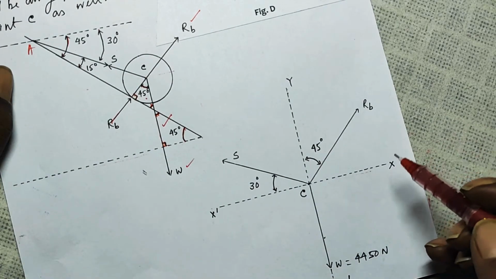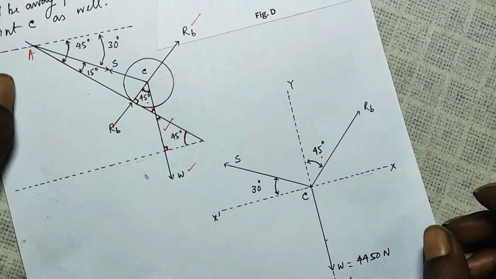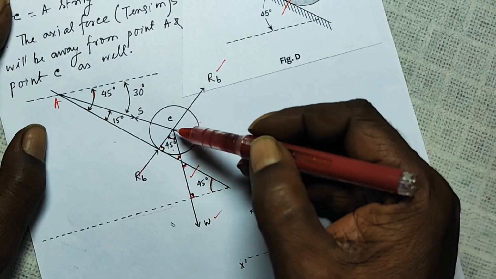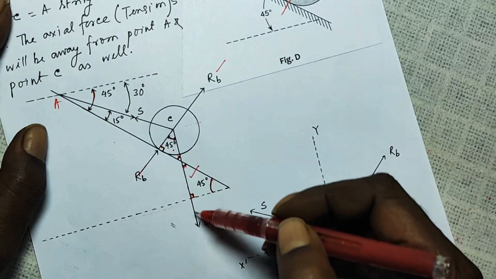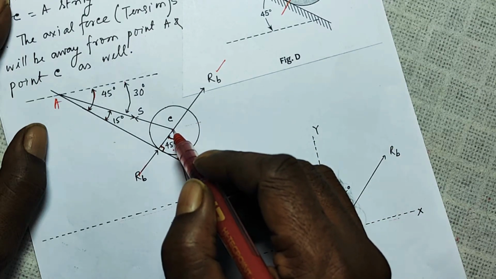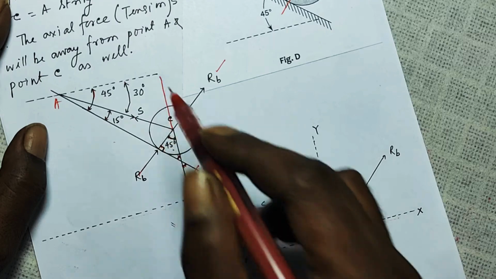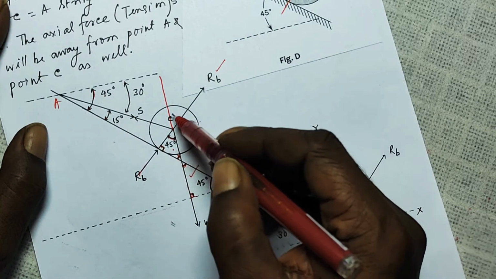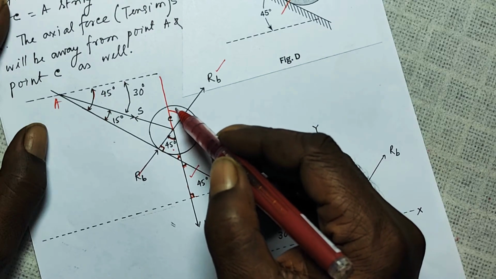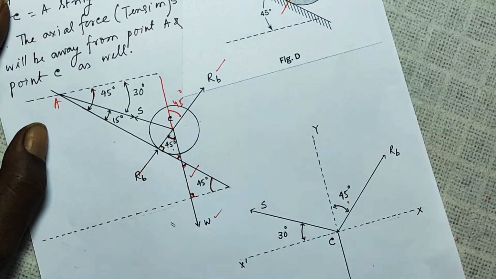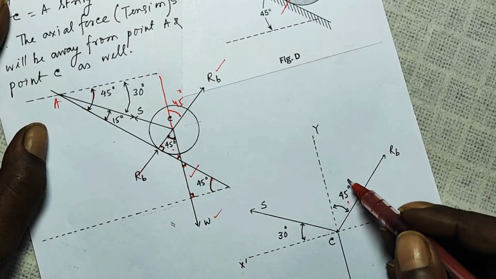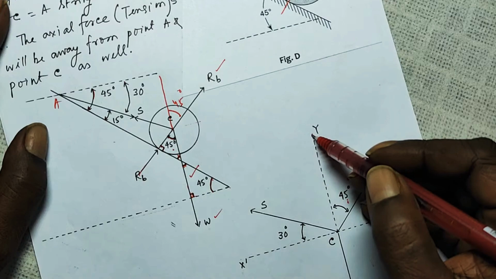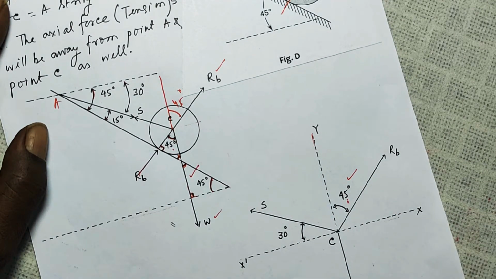Now the question is how this angle is 45. How this angle is 45? If you extend this line, the line of action of the weight to this side, then this 45 which I just explained is vertically opposite to this. So this will also be 45 degree. So that is what I have shown here. So the reaction force RB makes angle 45 with the y-axis.